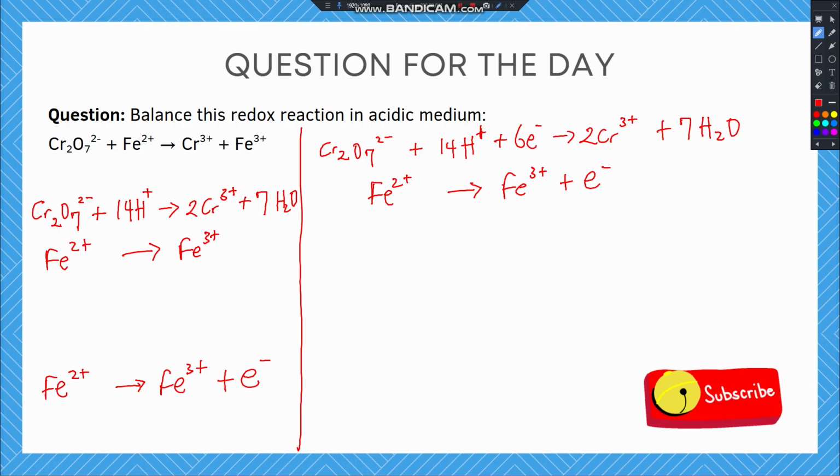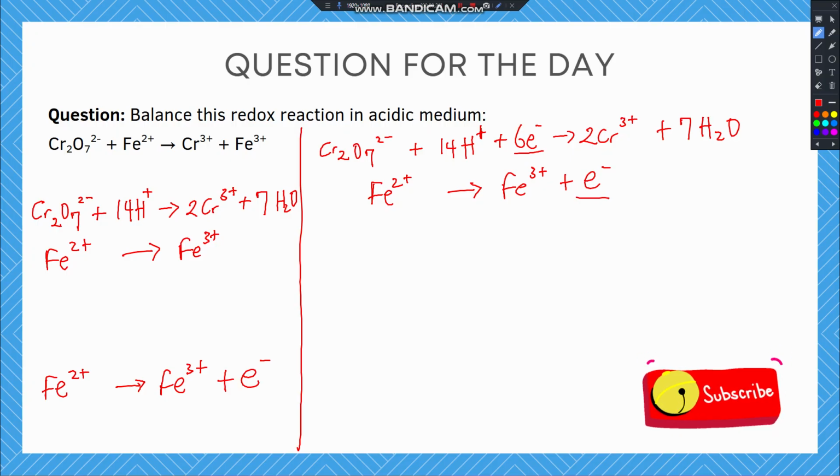Alright, so at this point, the next rule says cancel out the electrons and add both half reactions. What does it mean to cancel out the electrons? To cancel out the electrons, we need to make sure that the electrons are equal in both half reactions so we can cancel them out. Now, on the first equation, we have 6 electrons, and on the second one, we have just 1 electron. You can see them identified.